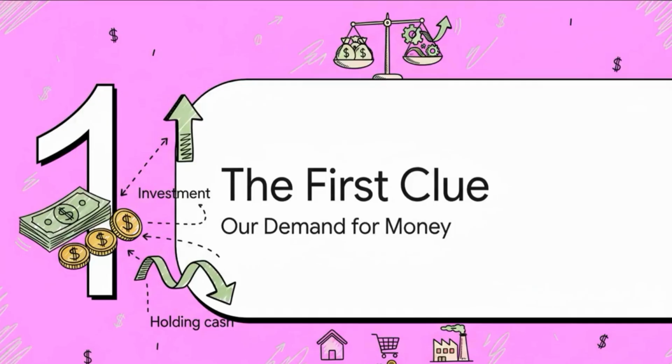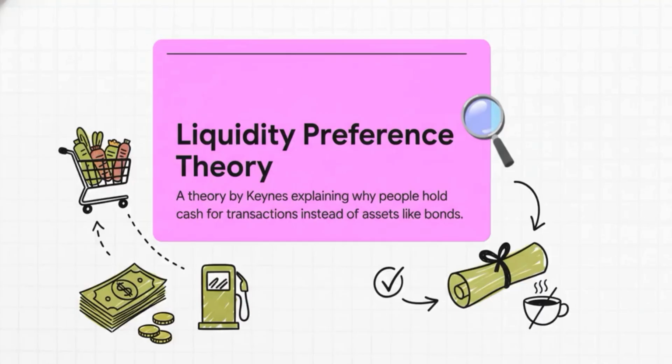So our first clue is to figure out why on earth we even want to hold on to cold, hard cash. I mean, you could be investing it and earning a return, right? So why keep it in your wallet? Well, this goes back to the brilliant economist John Maynard Keynes. He gave us something called the liquidity preference theory. And look, it's a fancy name, but it's for a super simple idea. We just like having cash on hand.